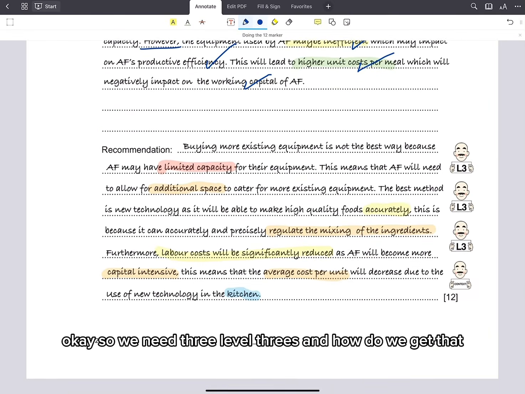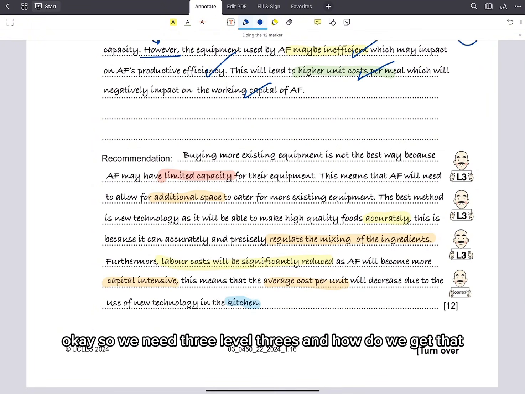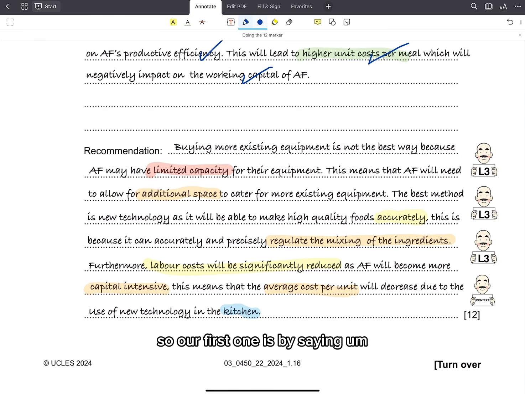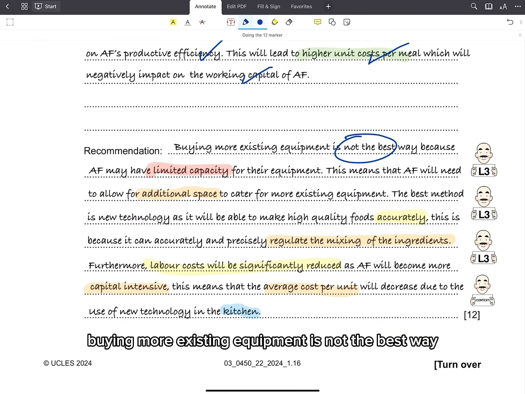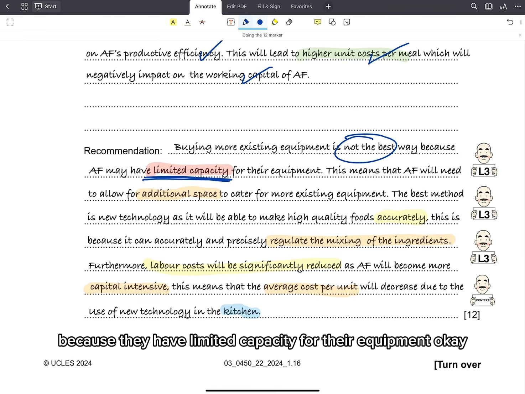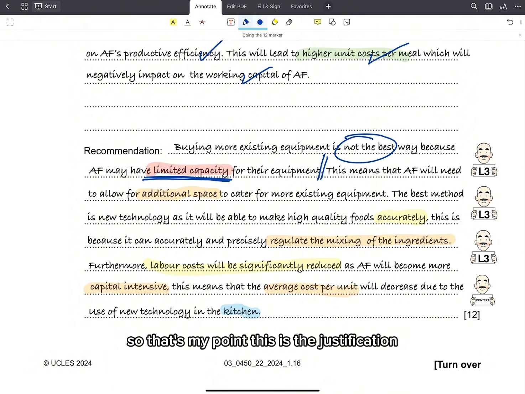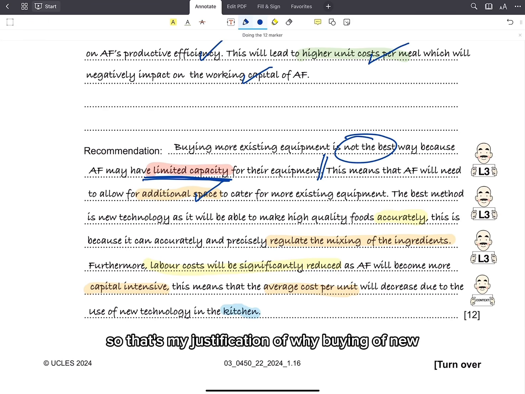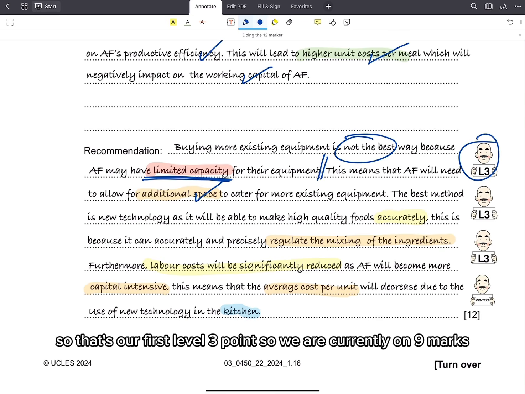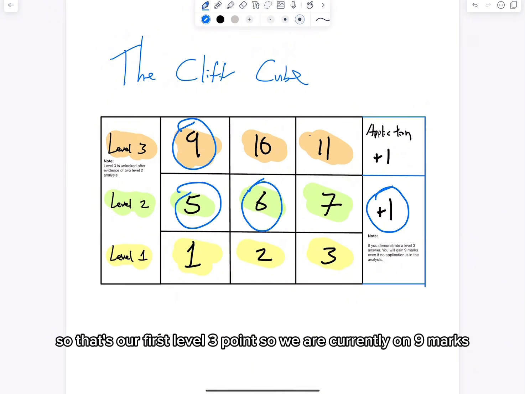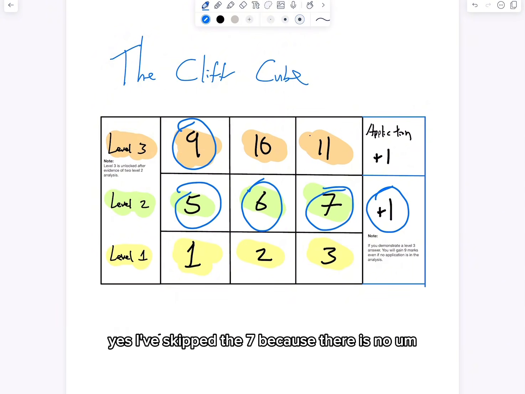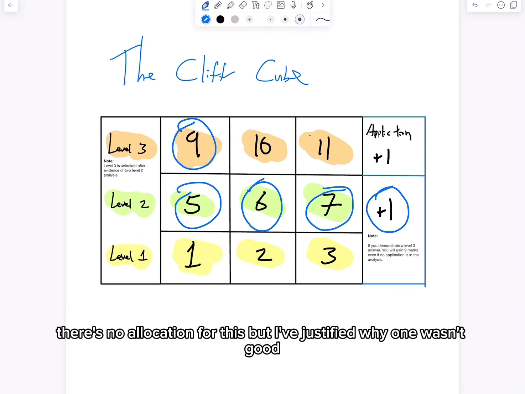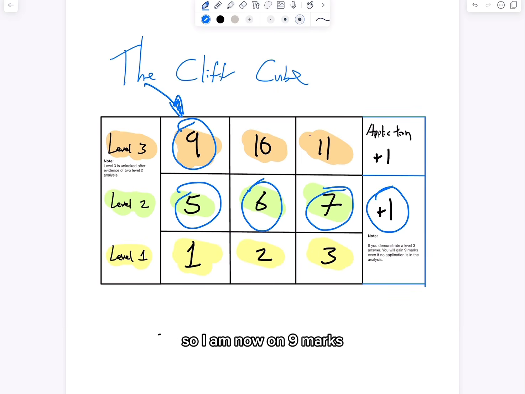Now this is the trick, okay? We need 3 level 3s, and how do we get that? Our first one is by saying buying more existing equipment is not the best way because they have limited capacity for their equipment. Okay, so that's my point. This is the justification. This means that AF will need to allow for additional space to cater for more existing equipment. So that's my justification of why buying more existing equipment is not the best way. So that's our first level 3 point. So we are currently on 9 marks. Yes, I've skipped the 7 because there's no allocation for this, but I've justified why one wasn't good. So I am now on 9 marks.